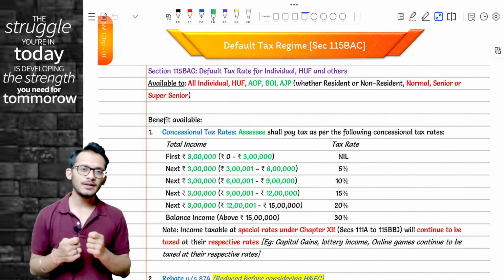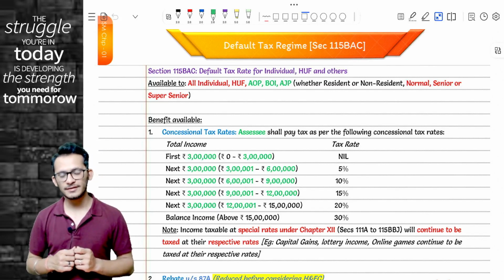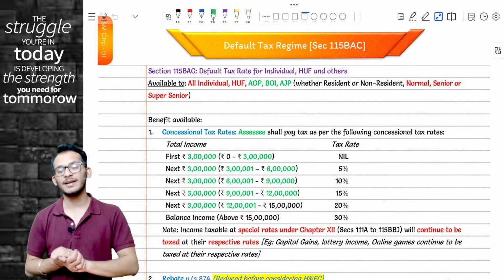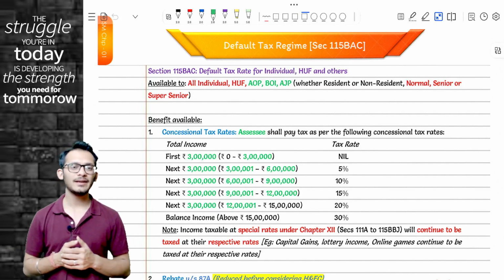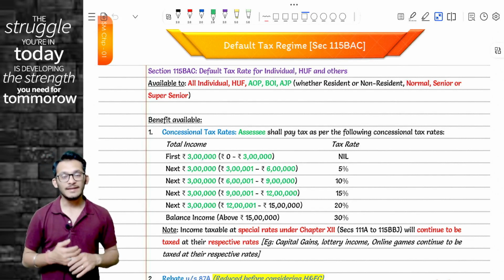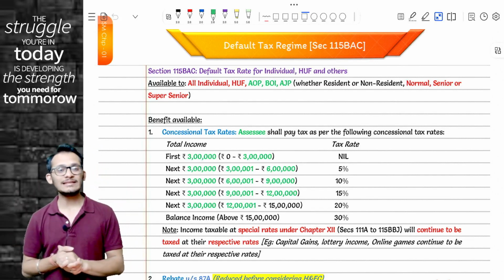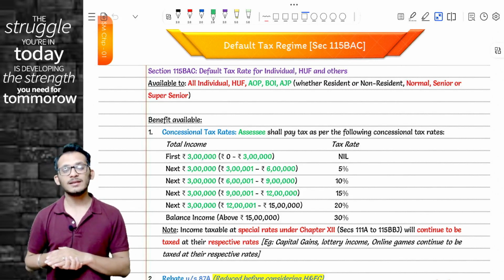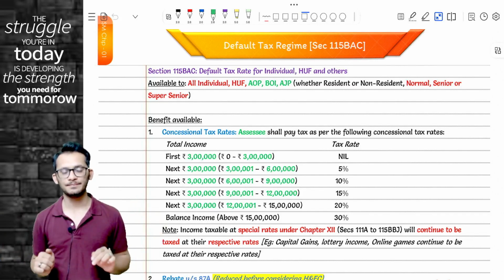See, when you went to Nirmala ma'am and said that, ma'am, I want this regime itself to be scrapped away, she got furious. She said, who are you to come and tell me that I want the regime to be scrapped away? Let me make it mandatory for you. Now Nirmala ma'am said that 115 BAC is your default regime. Meaning, if a person stays silent and does nothing in life, the assumption would be that he is not under Finance Act. The assumption would be he is under 115 BAC.